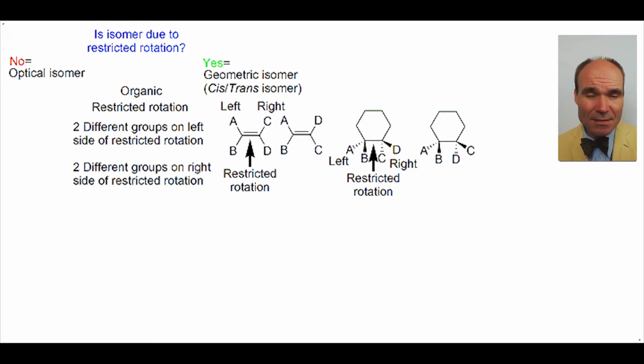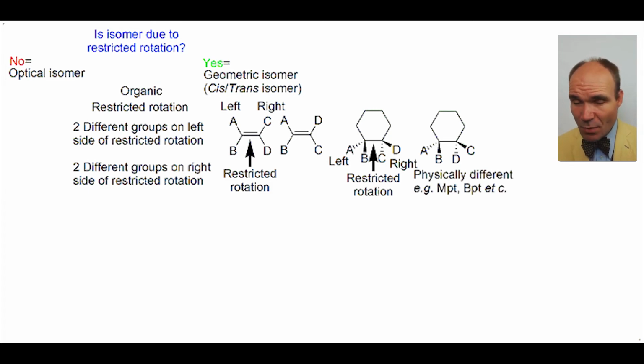These geometric isomers have different physical properties. So, for example, different melting points or different boiling points. With inorganic chemistry, things are slightly different. This is an organic course, so we're not going to dwell too much on the inorganic chemistry, but I want you to be aware that it's there.